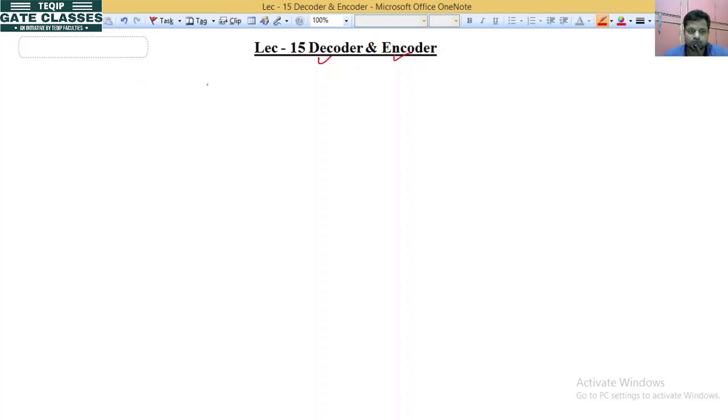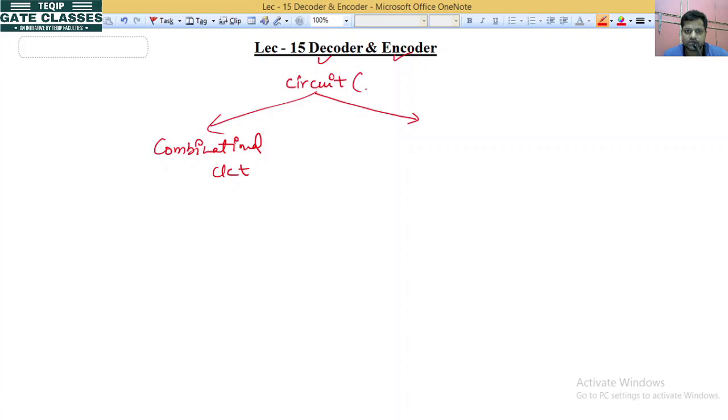So whenever we are talking about circuits, how many types of circuits are there? We have two types of circuit. The first one is known as combinational circuit. I will write circuit in the short form CKT. And the second one is sequential circuit.